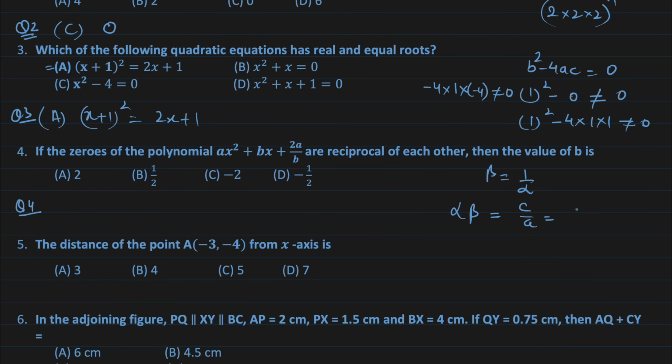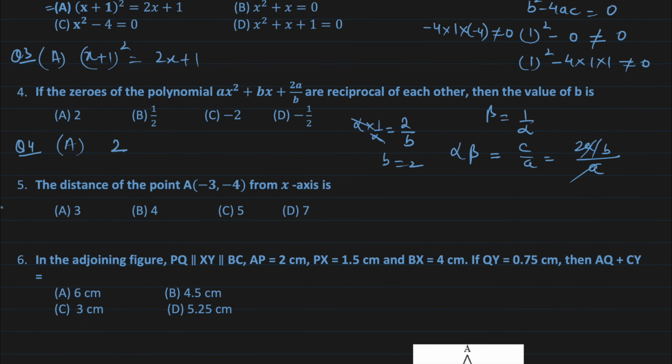So c is 2a by b and a is a only here, right? So cancel. So you have alpha into 1 by alpha is 2 by b. So b comes out to be 2. So option number A, 2. Right, students? Because when you do transposition, b comes out as 2.